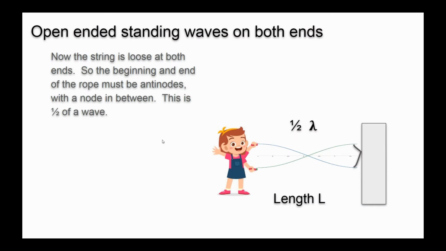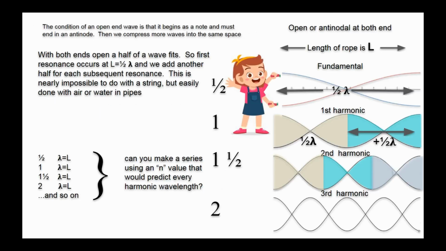When we do open end standing waves on both ends, her arm vibrates up and down, and the string is tied loosely over here. The only condition where we can fit an antinode and an antinode together is they must pass through the node. And this is 1/2 of a wave. So just like the first case, 1/2 of a wavelength is the first resonant length.